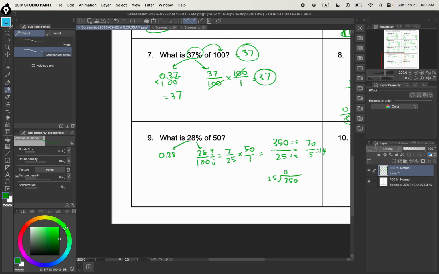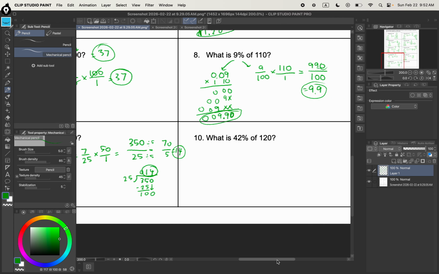Okay, but if you wanted to see the other one, 25 doesn't fit into 3. It fits into 35 once. Subtract, right? Bring down the 0, and then that fits 4 times. So it's just 14. Okay, we'll do the same thing here. Uh, 14. 2 decimal places. Yay! See, there were actually like 3 different ways to do that.